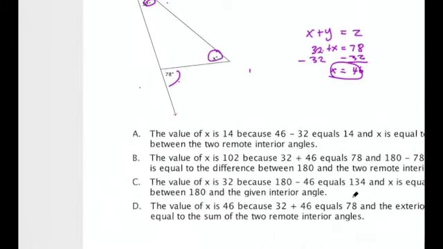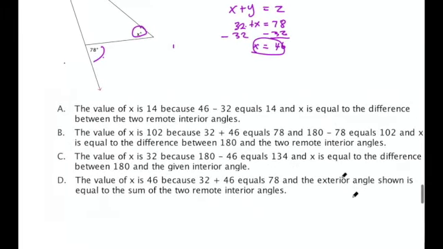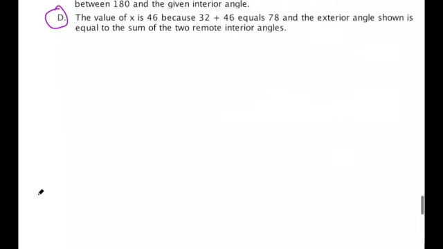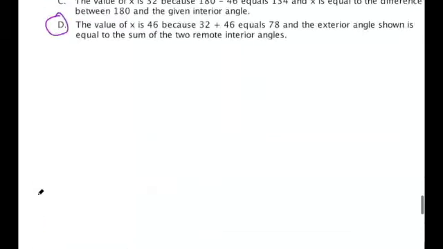Now, I realize as I scroll up, oh wait, it wasn't asking that, but it is. It says the value of x is 14? No. The value of x is 102? No. The value of x is 32? No. The value of x is 42? Yeah, that's it. So it's going to be D. I kind of jumped ahead. I didn't see those answer choices, but sometimes it's best just to solve it, and then it weeds through some of those problems. All right, and then we're done.